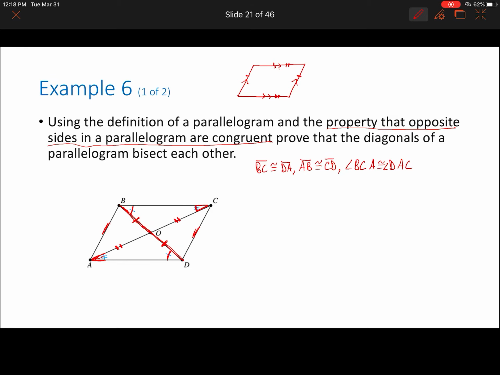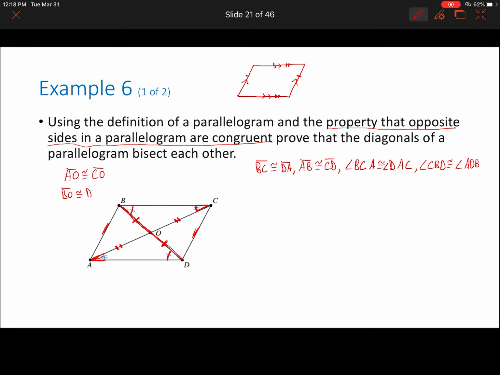We know that angle BCA is congruent to angle DAC, because they're alternate interior. We also know that angle CBD is congruent to angle ADB, because again they are alternate interior.